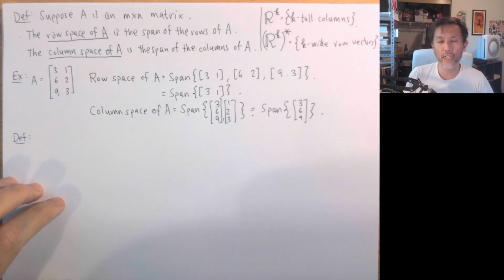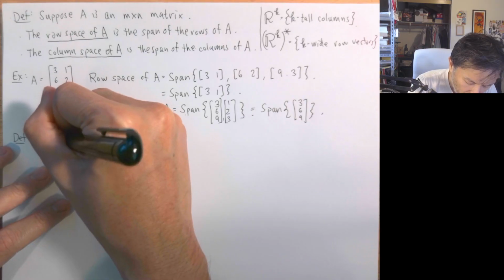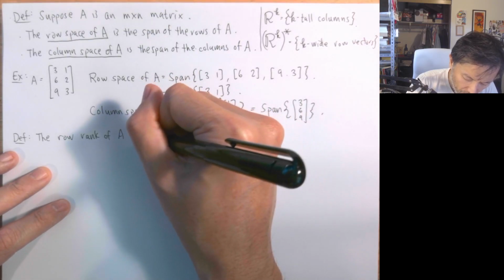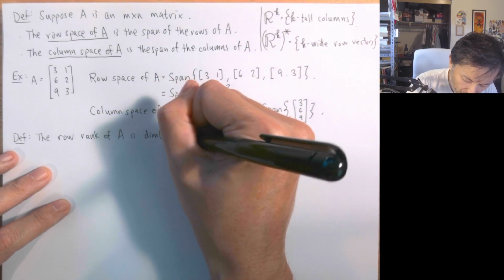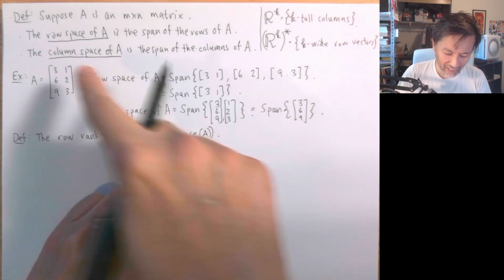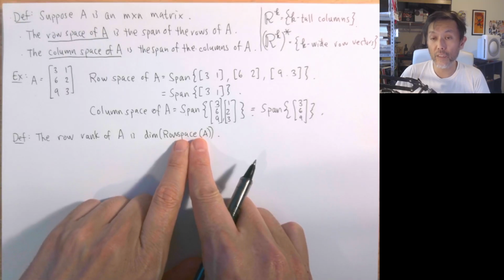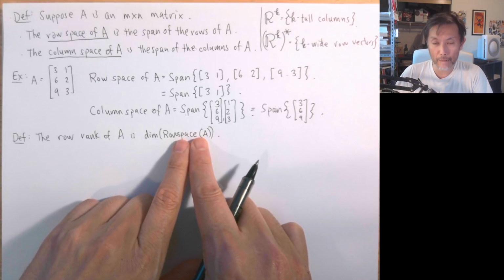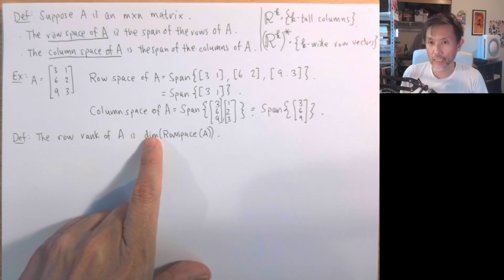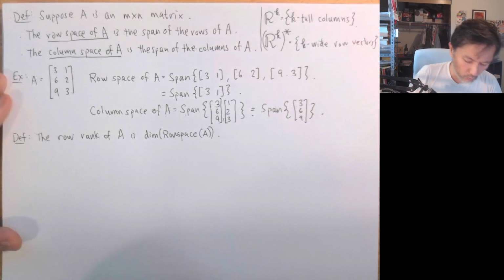We're going to call the dimension of the row space the row rank. It is the dimension of the row space of A. Hopefully this notation is descriptive enough on its own. The row space of A is a vector space spanned by the rows of A, and I'm then asking about the dimension of that. This non-negative integer is what we call the row rank.